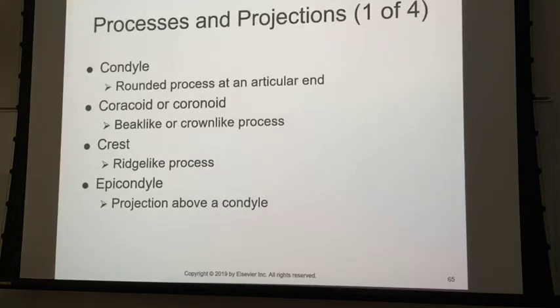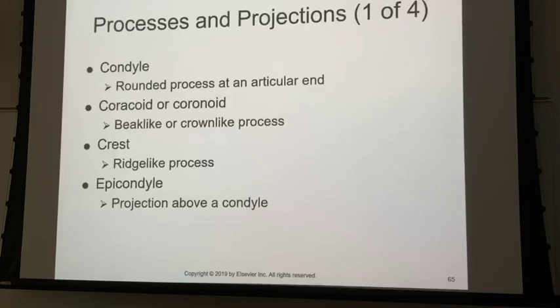We've got a condyle, and that is a rounded process at an articular end, and you're going to have a tendency to confuse condyle and epicondyle. Let me get a femur real quick. It's the best place to show the difference between the two.